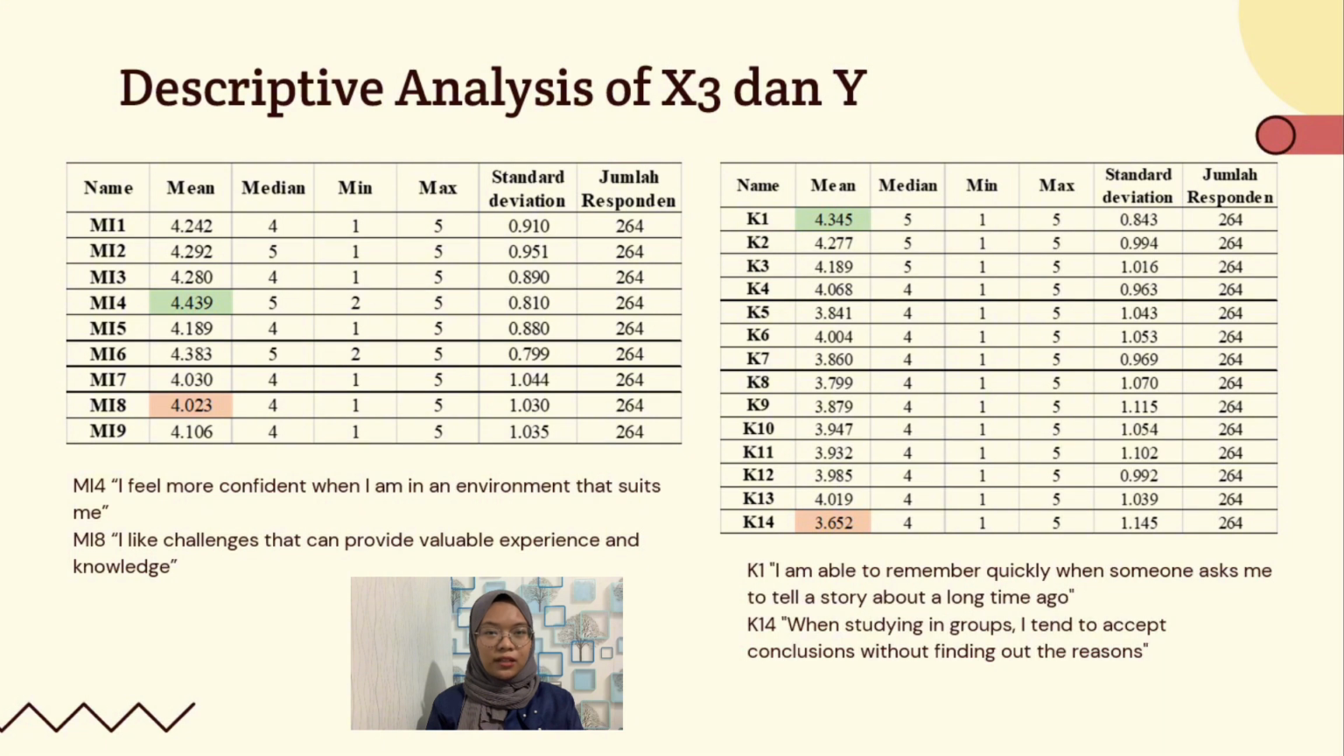Meanwhile, the largest mean value in the Y table is in the K1 instrument, with the statement, "I am able to remember quickly when someone asks me to tell a story about a long time ago," with a score of 4.345. Then, the smallest mean value is in the K14 instrument, with the statement, "When studying in groups, I tend to accept conclusions without finding out the reasons," with a score of 3.652.